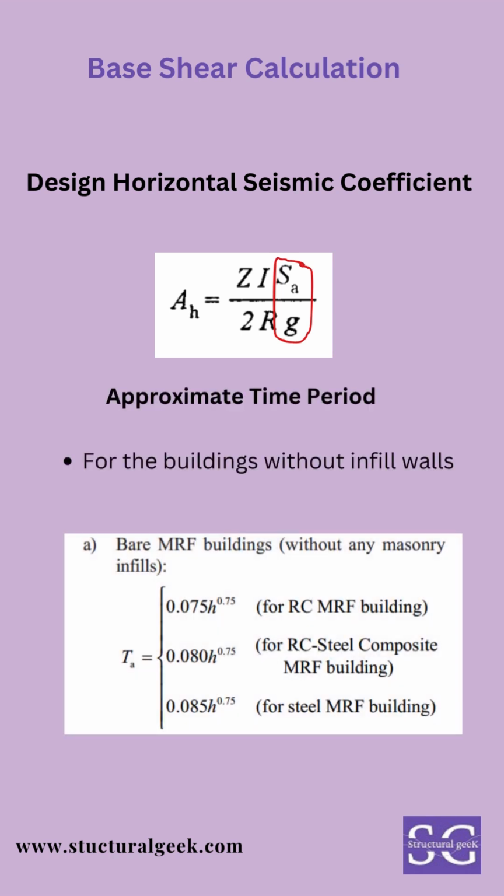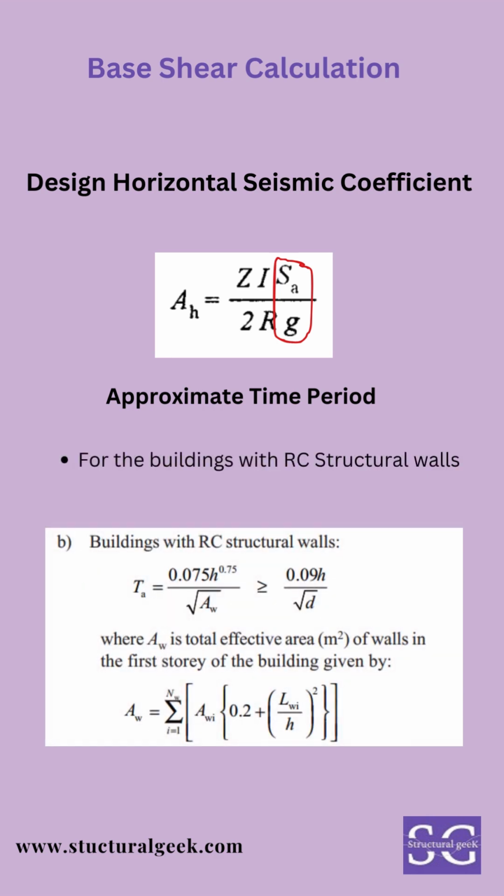It is critical to find the approximate time period of the structure. IS 1893 states various expressions to find the approximate time period. The bare moment resisting frame has a time period as given below, which is 0.075 times h to the power 0.75 for RC frame, and similarly the factor changes for steel and composite frame. The approximate time period for the RCC structural wall building can also be given as the expression below, and which can be used to find the approximate time period.